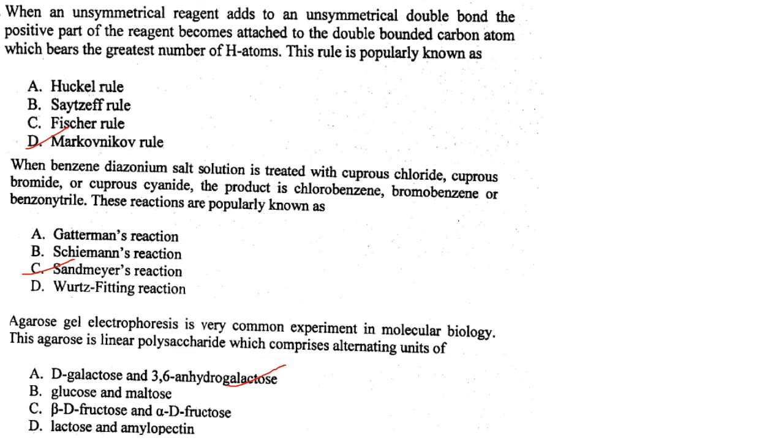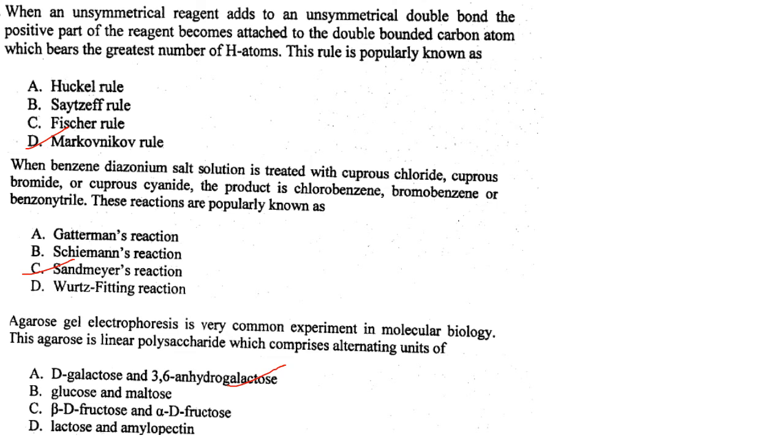So coming to the next question, when an unsymmetrical reagent adds to an unsymmetrical double bond, the positive part of the reagent becomes attached to the double bonded carbon atom, which bears the greatest number of hydrogen atoms. This rule is popularly known as Markovnikov rule. So answer is option D.